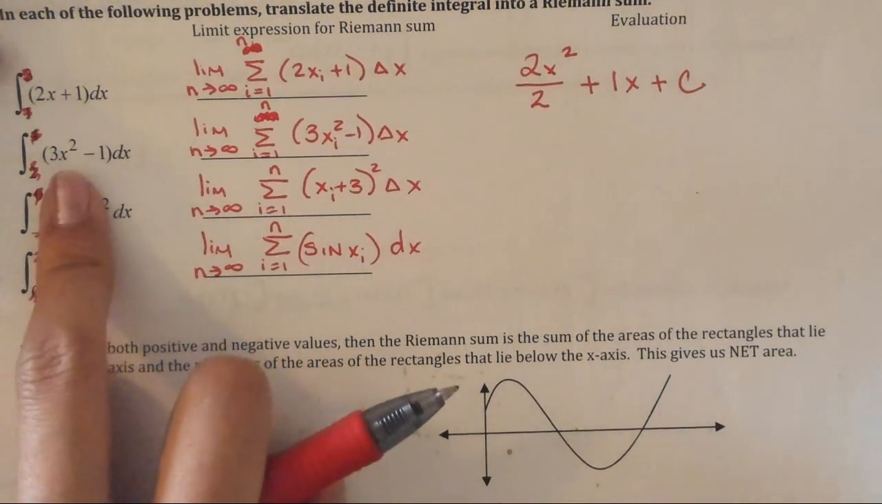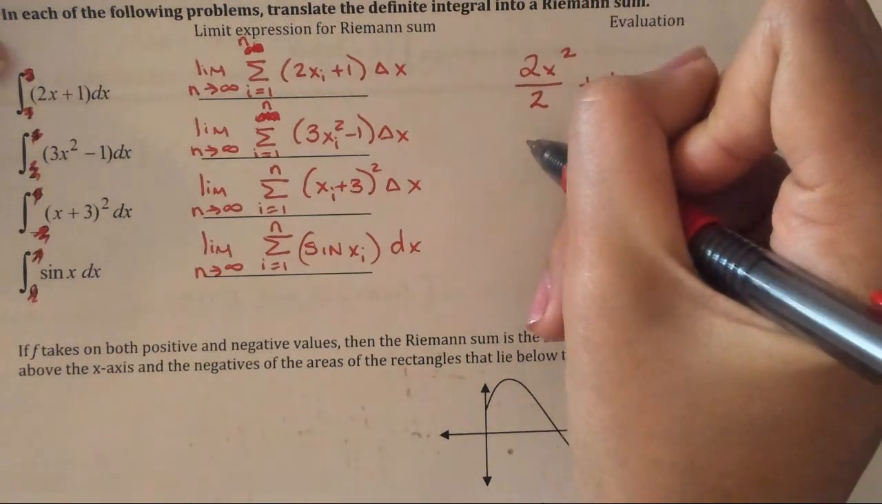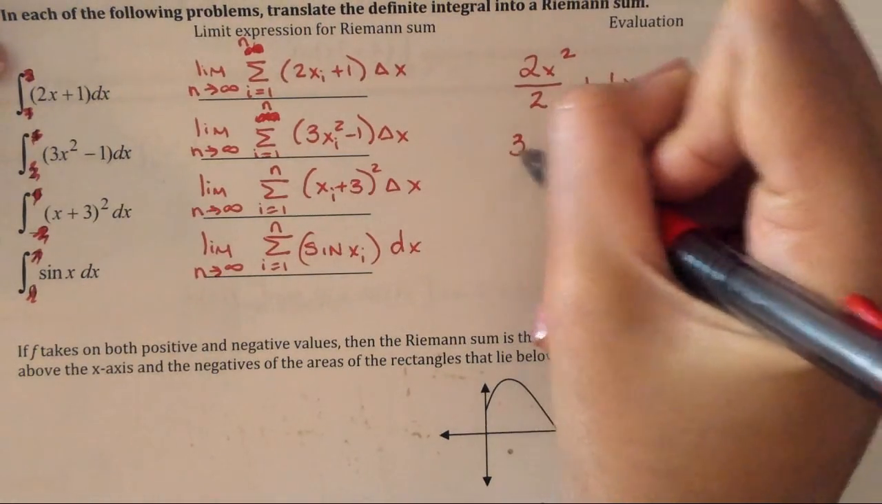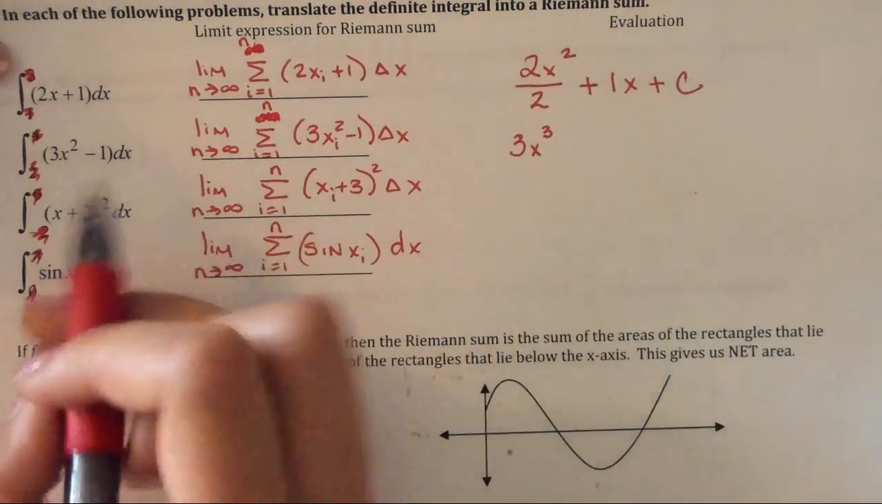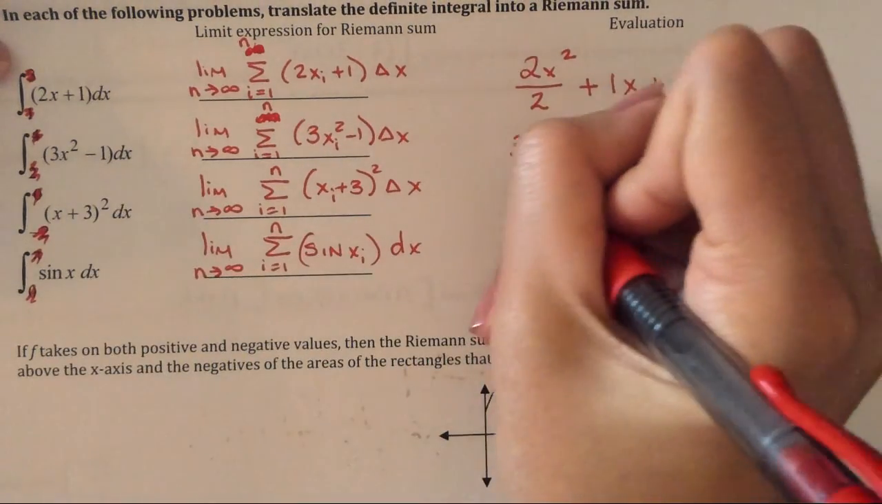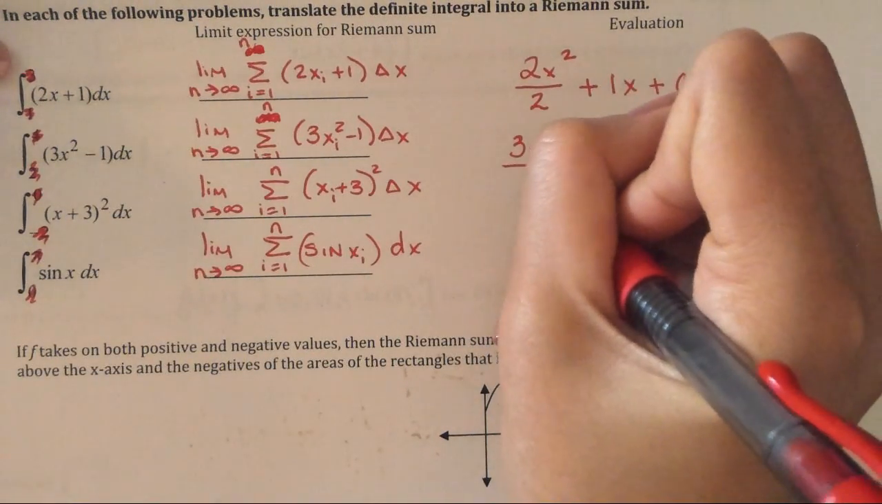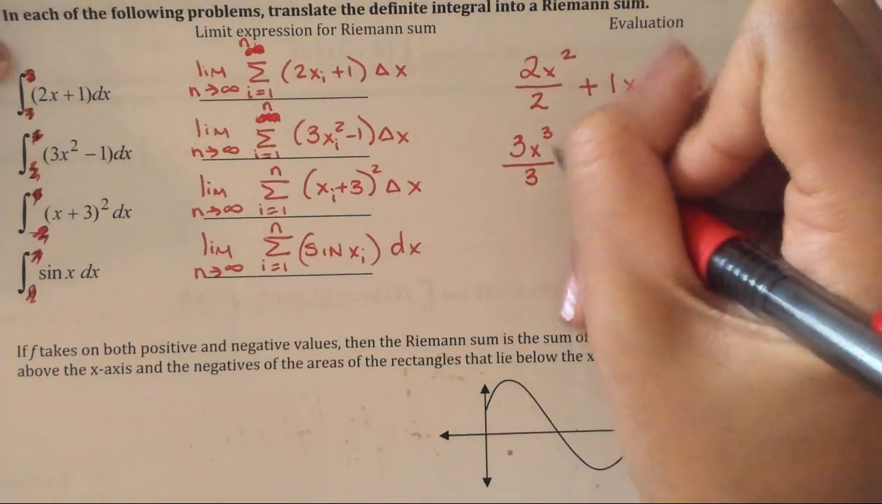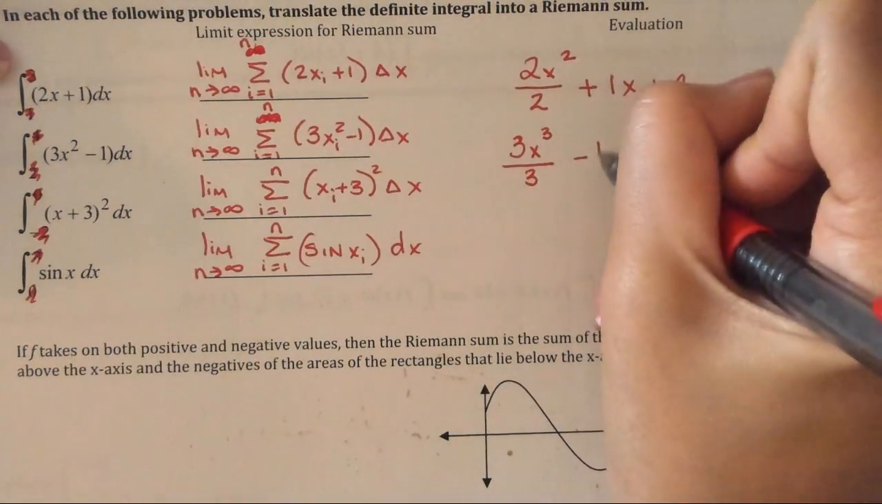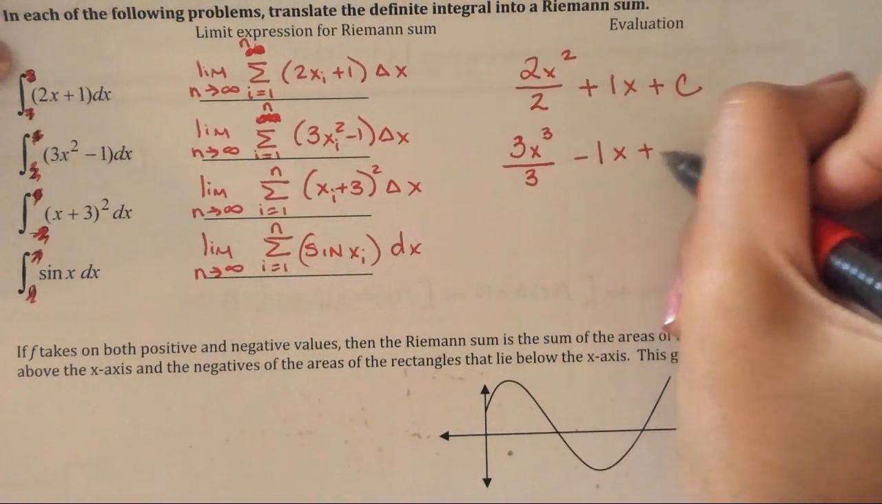All right, the integral of 3x squared minus 1, well, I would add 1 to the exponent first, so make it 3x cubed. I'd divide by my new exponent, which is 3. And then I would do minus 1x, and then a plus c.